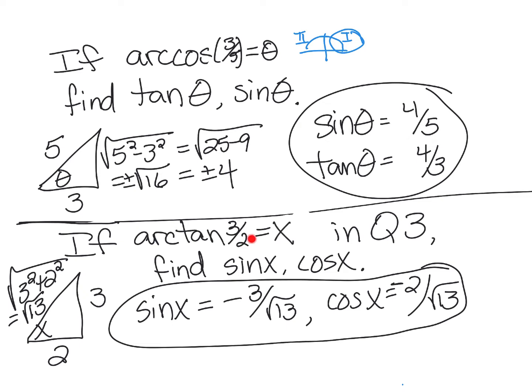Okay, so the tangent equals 3 over 2. That's opposite over adjacent. Pythagorean theorem. 9 plus 4 equals 13. My hypotenuse is root 13. By the way, the hypotenuse is always positive. So I find the sine of this angle. It's 3 over root 13. You can rationalize if you want. Don't forget it's negative. And the cosine is 2 over root 13, negative.